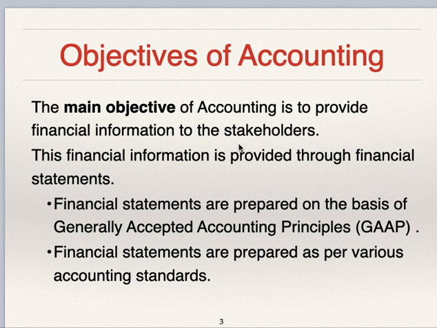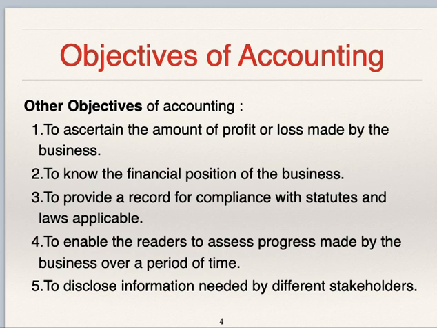Now, how is this financial information provided? This financial information is provided through financial statements. Profit and loss account and balance sheet are two financial statements, and these financial statements are prepared on the basis of generally accepted accounting principles. And these statements are prepared using various accounting standards. So we have seen the main objective. Now we'll see other objectives of accounting.